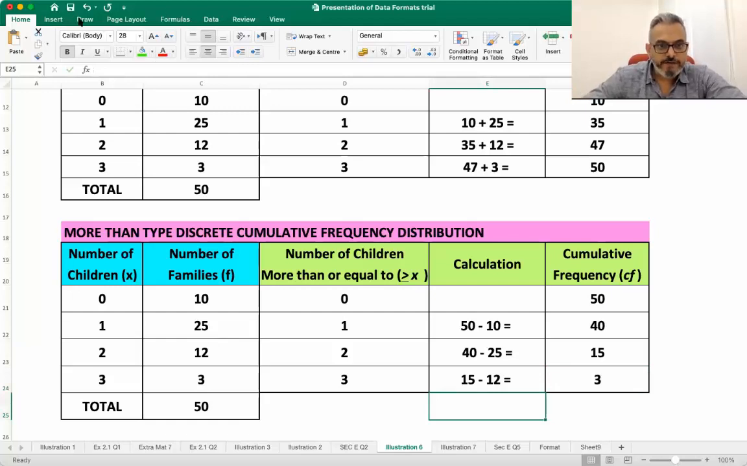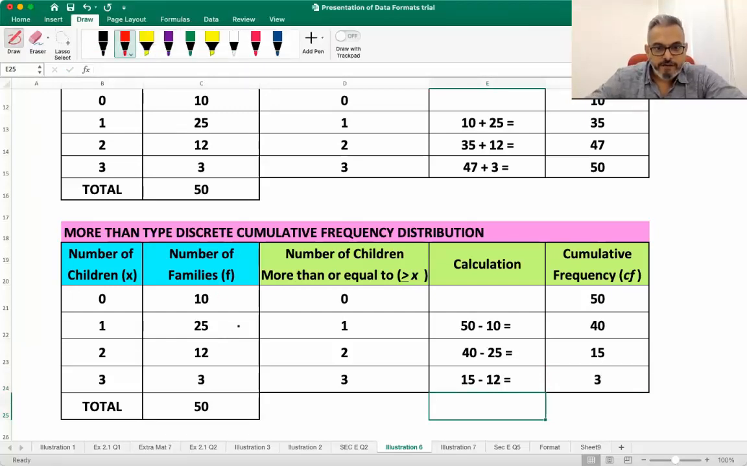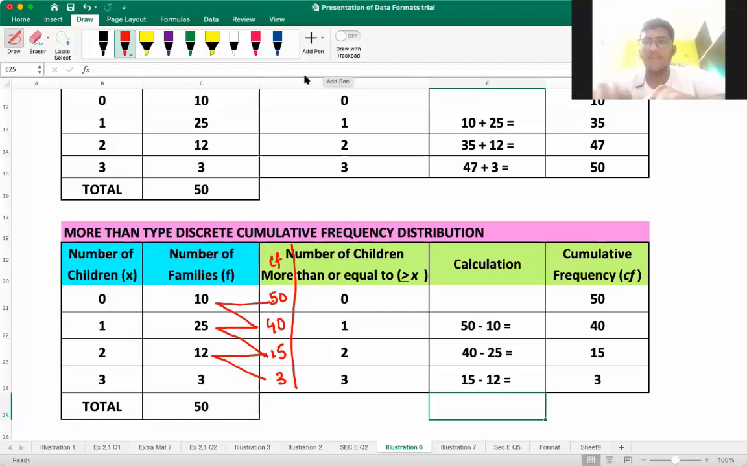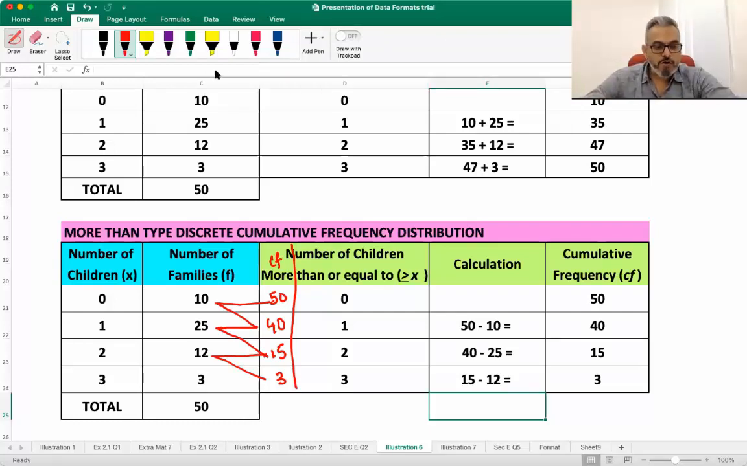See, I'll show it to you like this. This will be easier for you to understand. Let's say here is CF, so the first more than or equal to 0 is 50, then 50 minus 10 is 40, then 40 minus 25 is 15, then 15 minus 12, that is 3. Got it now? Yes, sir.